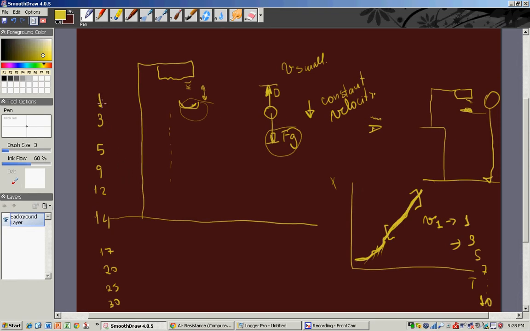Each coffee filter has a mass, which means you are trying to prove how the weight is related to the terminal velocity of the coffee filter. What is the dependence? Is it going to be proportional to the velocity, proportional to the square root of the velocity, proportional to the square of the velocity, or the cube? So that's basically your job.